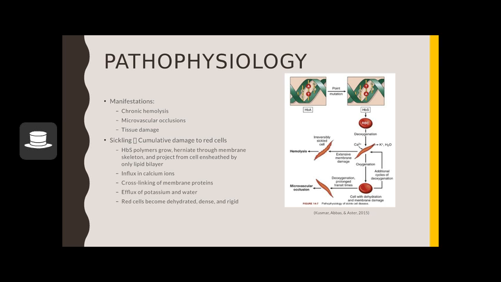This severe derangement in membrane structure causes the influx of calcium ions, which induce the cross-linking of membrane proteins and activate an ion channel that permits the efflux of potassium and water. With repeated episodes of sickling, red cells become increasingly dehydrated, dense, and rigid. Eventually, the most severely damaged cells are converted to end-stage, non-deformable, irreversibly sickled cells, which retain a sickle shape even when fully oxygenated.